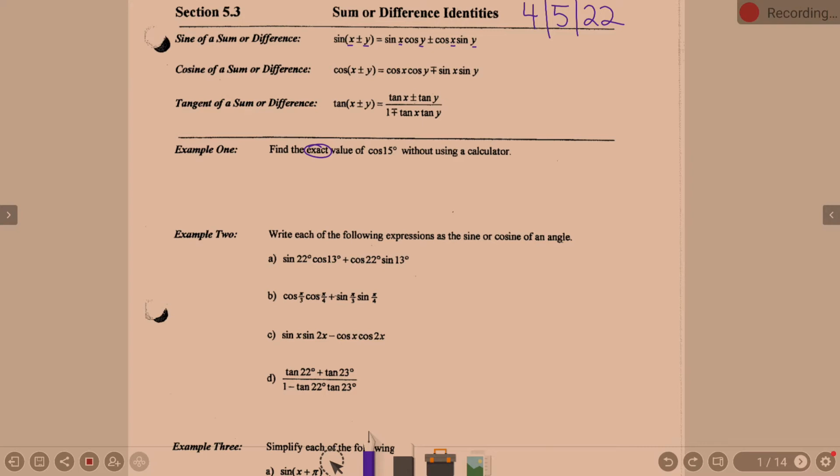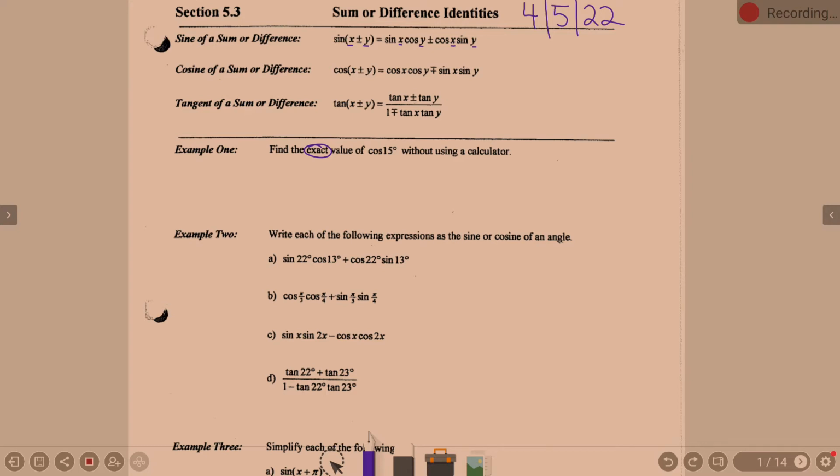Cosine works similarly. Notice it's cosine of x plus or minus y. This one starts cosine, cosine, so it's cosine x, cosine y. Notice it's a minus plus instead of a plus minus, and that is important to notice. Then sine x, sine y. If it's a plus in the original, since this sign is upside down, it's a minus over here. Or if it's a subtraction in the original problem, it's an addition in your answer. So the fact that it changes from a plus minus sign to a minus plus sign is important to notice.